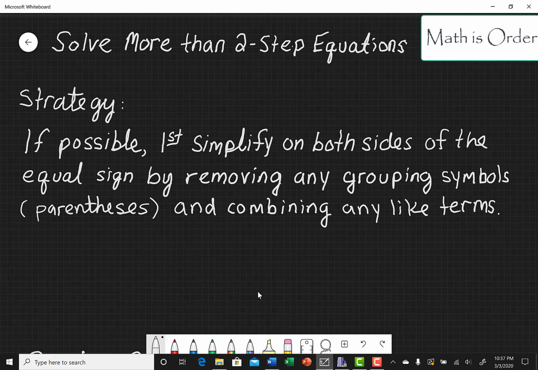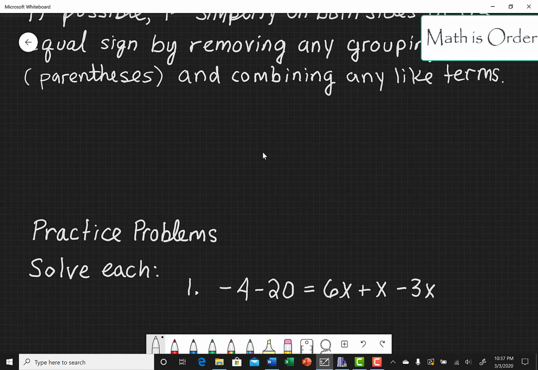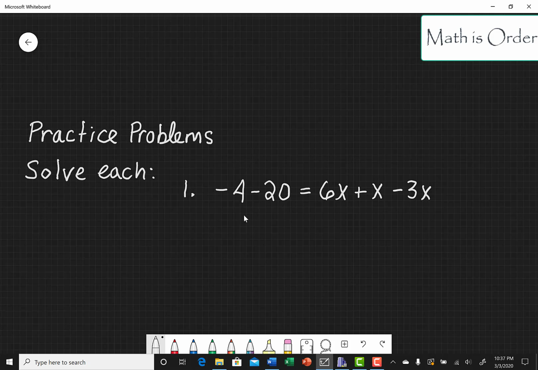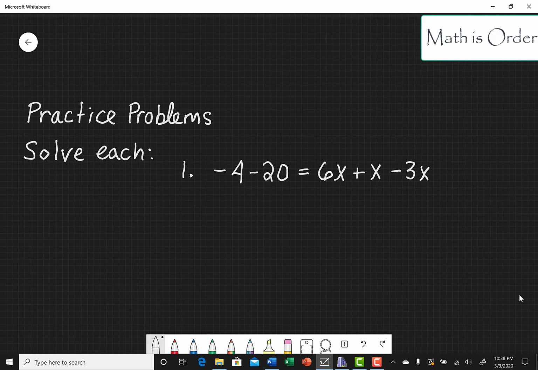All right, so let's jump right into it by looking at some practice problems. Okay, here we're asked to solve this equation, and we can see that we have like terms on the left side of the equation. For example, a -4 and a -20 are like terms. Also, on the right-hand side of the equation, the 6x is a like term with the x and the -3x. So before we even try to do anything, we need to combine those like terms.